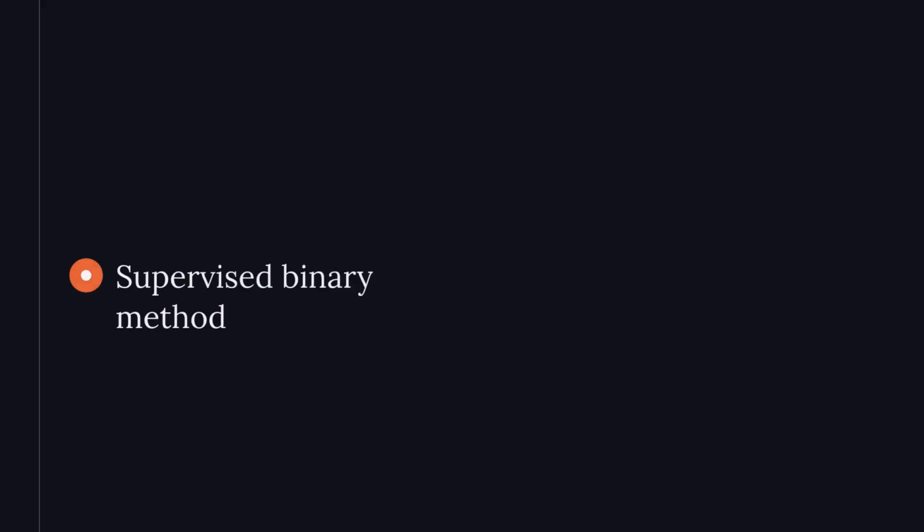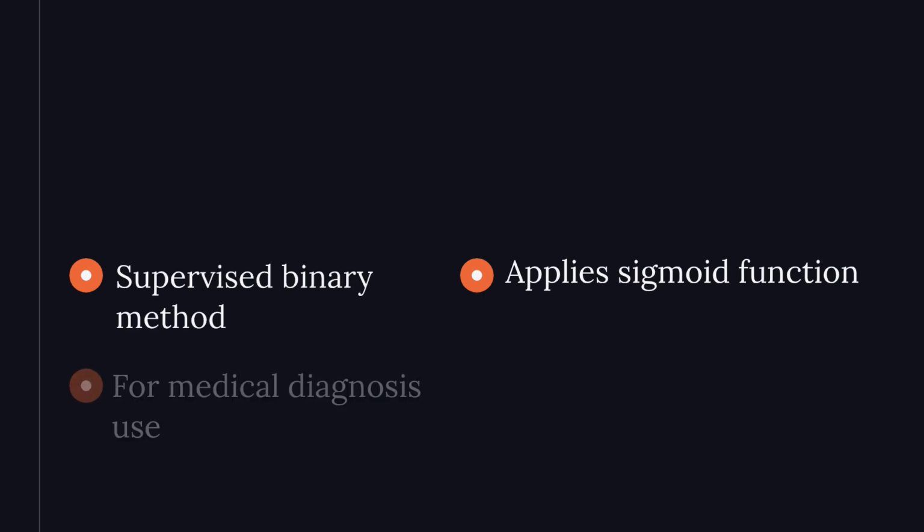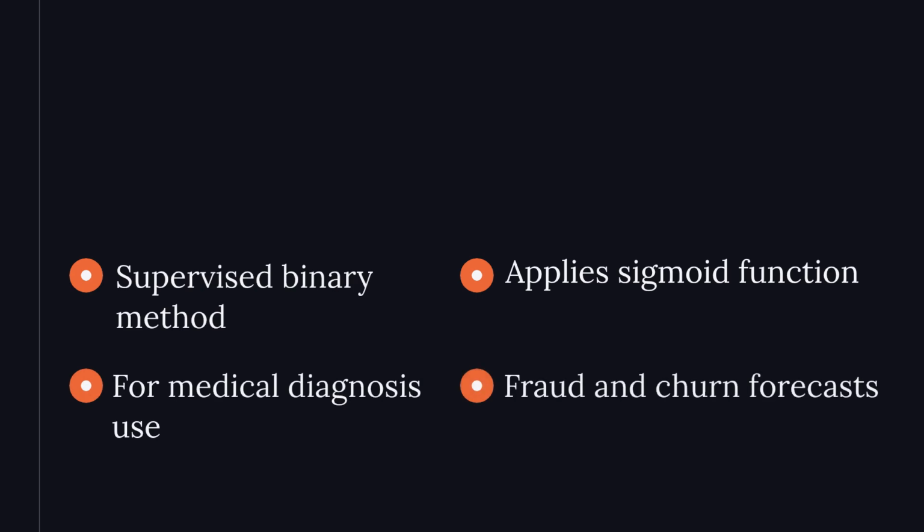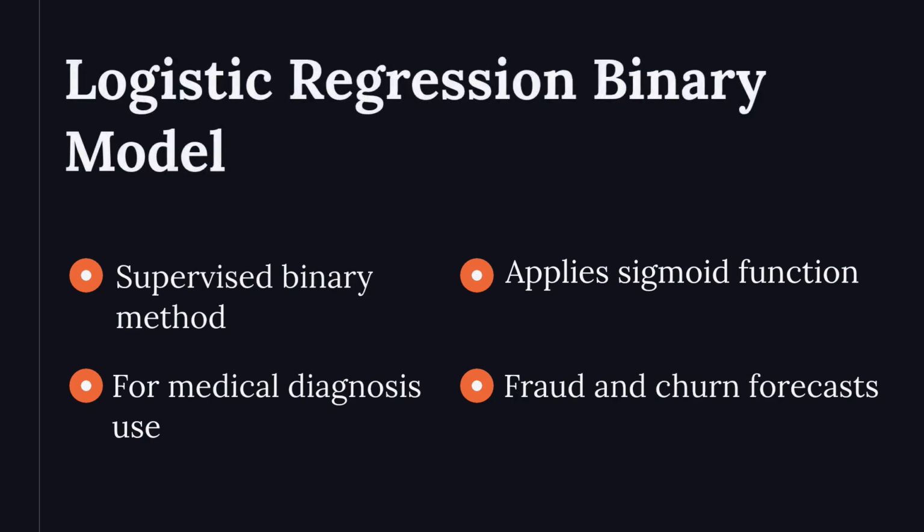Logistic regression is presented as a supervised learning technique for binary classification. It uses a sigmoid function to model probabilities. The material gives medical diagnosis, fraud detection, and customer churn prediction as applications, showing its value when the outcome has 2 classes.